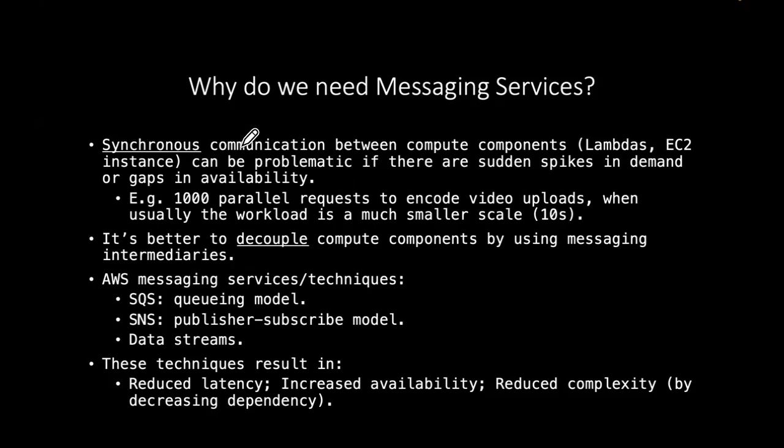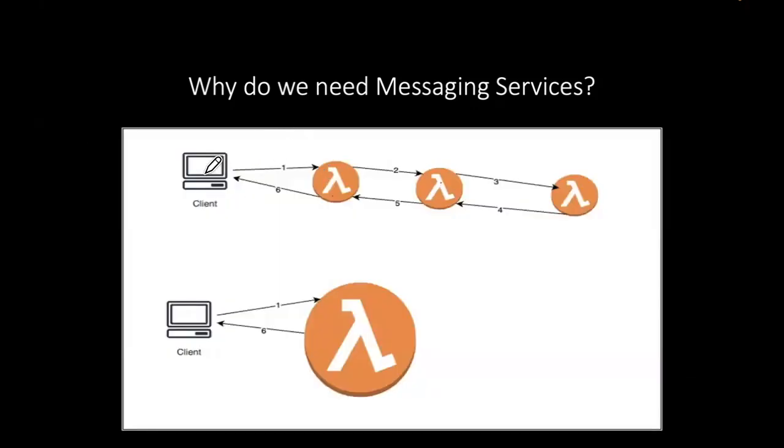Whenever you've got synchronous communication between compute components, which happen to be lambdas in our case, this can be problematic if there are spikes in demand or gaps in availability. I'm just giving an example here. Supposing the client uploads a video, and the purpose of this lambda is simply to store that video into an S3 bucket.